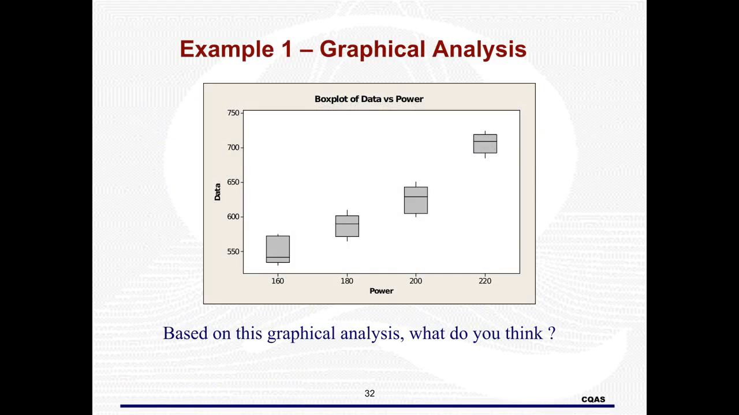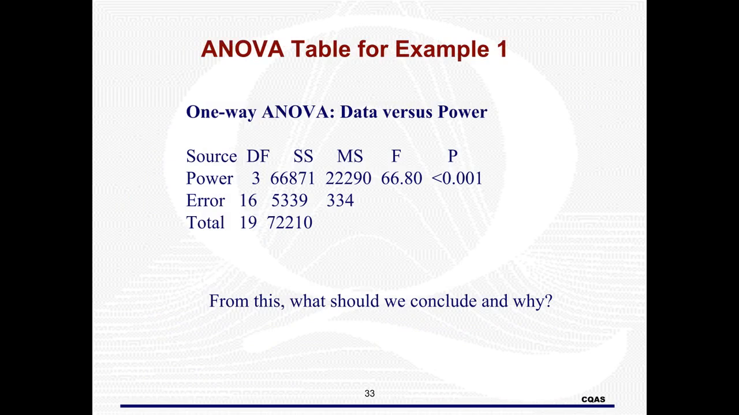Now let's get back to our example. Here is a graphical summary of the data. You can see from this that we have a good chance of rejecting the null hypothesis. Here is the ANOVA output. Based on a reasonable level of alpha, we should reject the null.